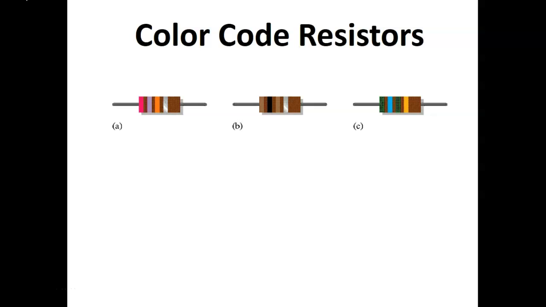But if you look at the tolerance band, gold is 5%, silver is 10%. If you have no tolerance band, in other words, a 3-band resistor, it is 20%. So translating 56 times 10 to the 5th into proper notation is 5.6 times 10 to the 6th plus or minus 5%. Okay? Everybody following so far?